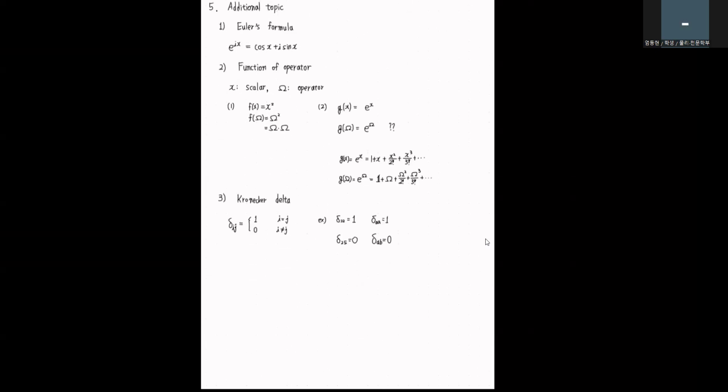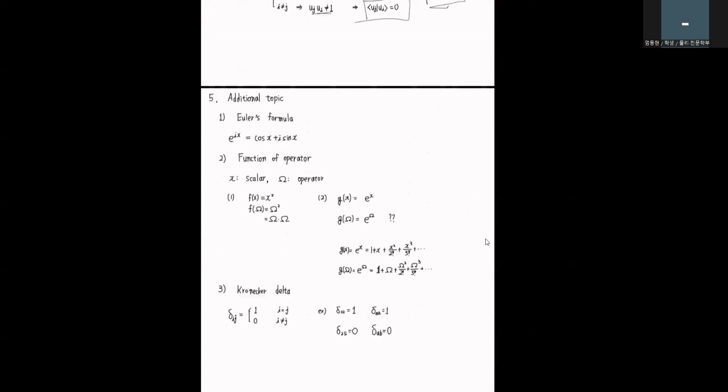In the other case, if i and j are not equal, then this is not equal to 1. So this must be 0, since the products are 0, which means that they are orthogonal with each other.